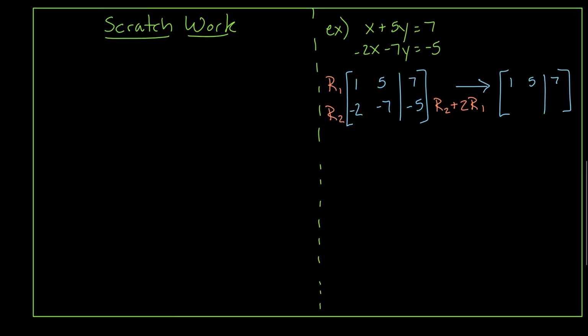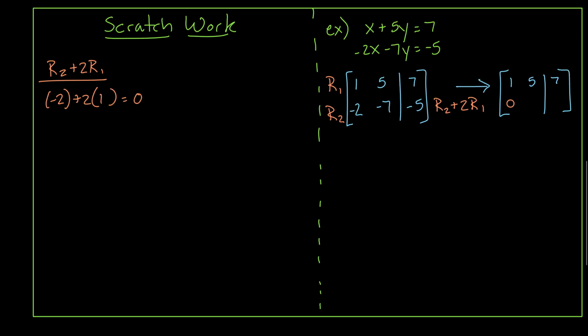So over here on the scratch work, the very first scratch work I'm going to complete is row 2 plus 2 times row 1. What is the x value of row 2? Negative 2, so I'm going to put a negative 2 here, plus 2 times row 1. What is the x value of row 1? 1. So, what is negative 2 plus 2 times 1? 0, which is what we wanted. Right, so we got a 0 here.